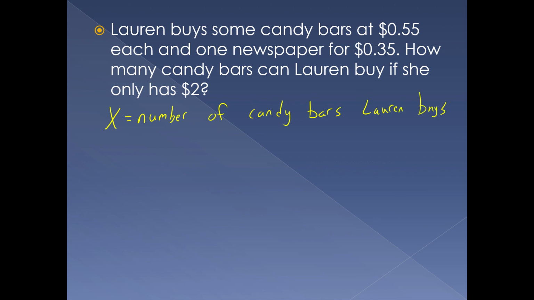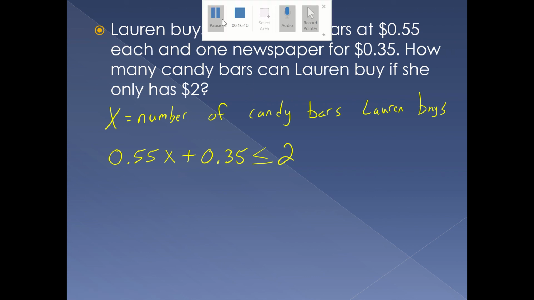Okay, so if she buys some candy bars at 55 cents each, if she buys 0 of them, she spends 0 on candy bars. If she buys 1 of them, she spends 55 cents. If she buys 2 of them, it's $1.10, right? So 0.55 times X. Okay, and she's going to buy 1 newspaper for 35 cents, so plus 0.35. And she only has $2. Well, if you only have $2, can you spend more than $2? The answer is no, you can't. So it's less than or equal to 2.